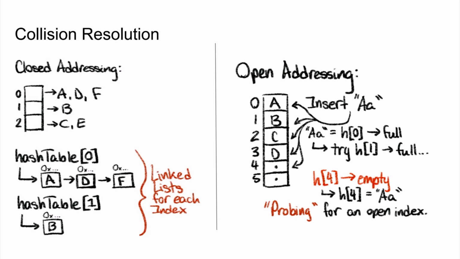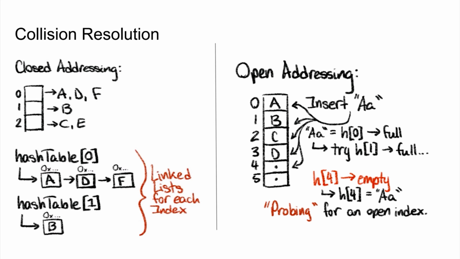When a collision occurs in closed addressing, the new key is appended to the index that the collision happened. For example, if we are inserting A into the list and the hash is equal to index 0, it'll just be appended to index 0. If D also is equal to index 0, it'll also be appended to index 0. One key trait of the table is that it never completely fills. The elements just spill over into external structures.